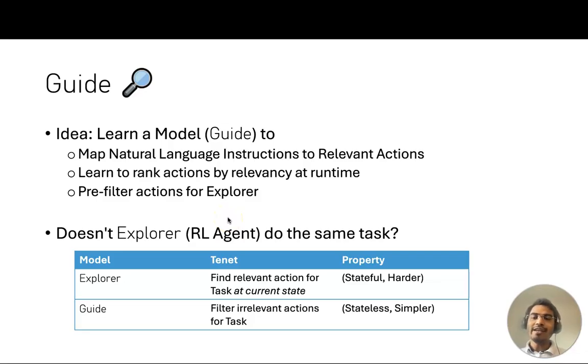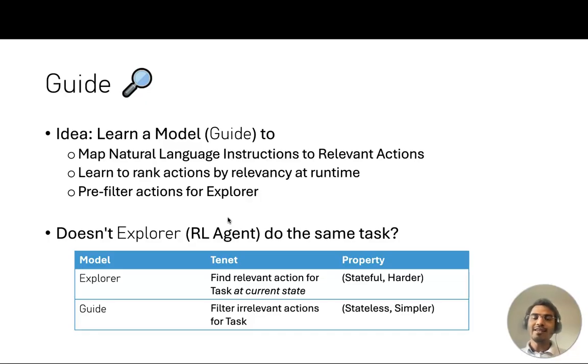Well, the idea of the guide is to map natural language instructions to relevant actions. That is, given a task description, can it say which action is relevant at runtime? Well, it can then be used to pre-filter actions for the Explorer. But doesn't the Explorer, which is the RL agent, also do something like this?